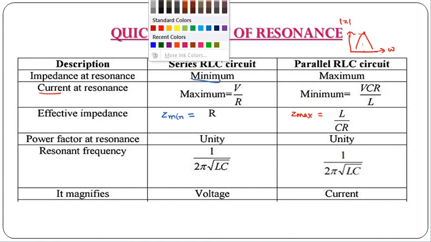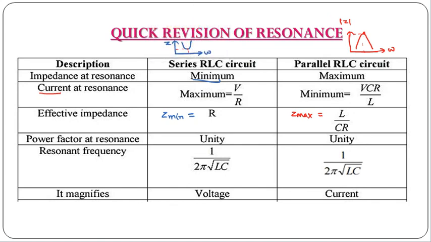Okay, so now what will be the current? If the impedance is minimum then the current will be maximum, and its value is given by V by R. In the case of parallel resonance, the impedance is maximum, so the current will be minimum, and its value is VCR by L. So in both cases the power factor will be unity because the circuit will be purely resistive. As a result, the power factor will be unity in both series and parallel resonance. And the formula of the resonant frequency is the same in both cases, that is 1 by 2 pi root LC, and in the parallel RLC circuit also the formula is the same, that is 1 by 2 pi root LC.